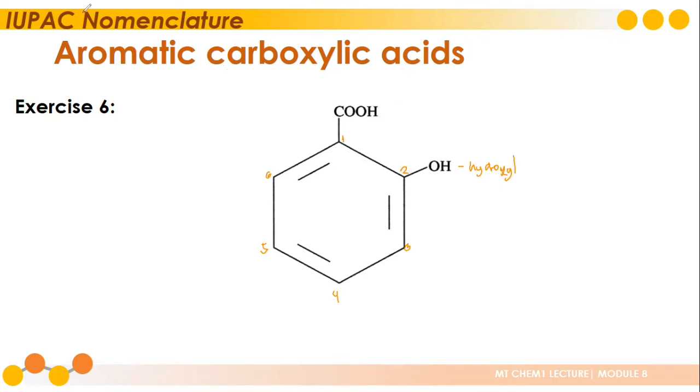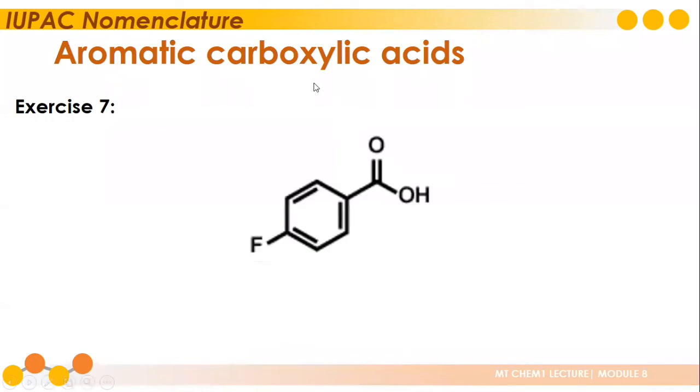So what will be the final name of this aromatic carboxylic acid? It will be named as 2-hydroxybenzoic acid. Again, you just need to append the name of the substituent to our parent name, which is benzoic acid. The location, the name of the substituent, and then our parent name. That's how simple it is. Let's try to practice again.